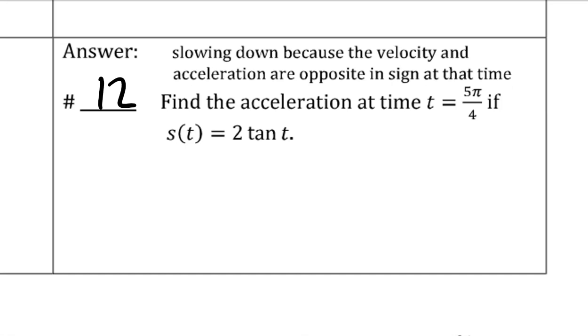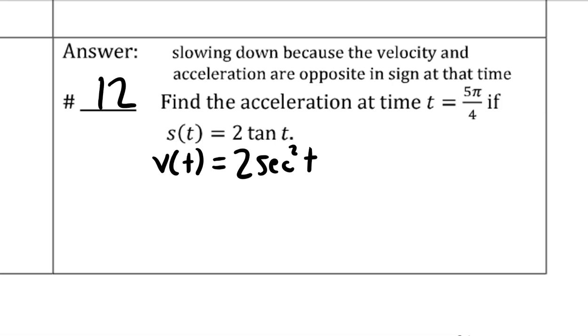It said find the acceleration at time t equals pi over 4 if s of t is 2 tangent t. All right, so to go from position to velocity, you have to take the derivative. And so you do have to know a little bit of your trig rules. The derivative of tangent is secant squared.